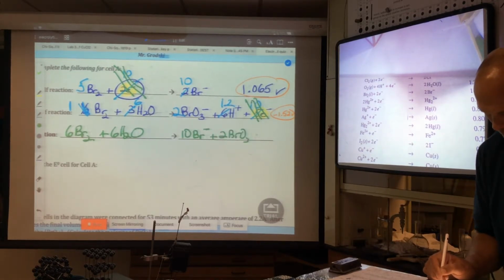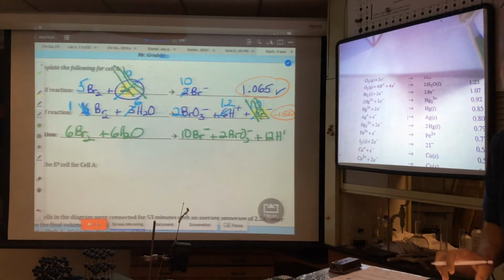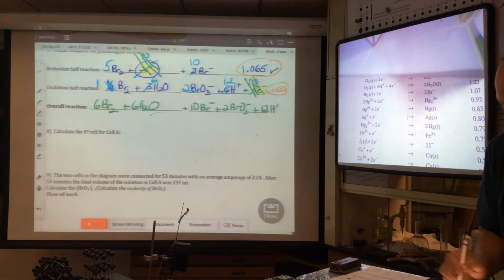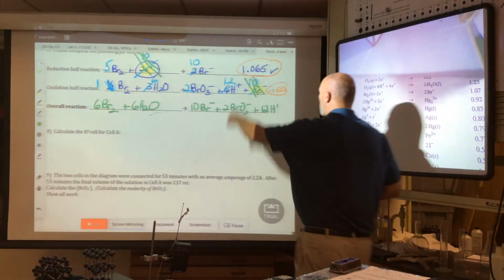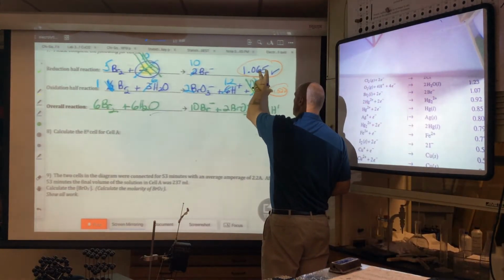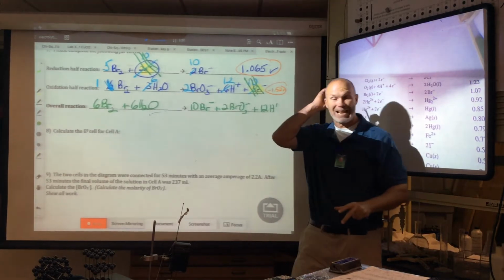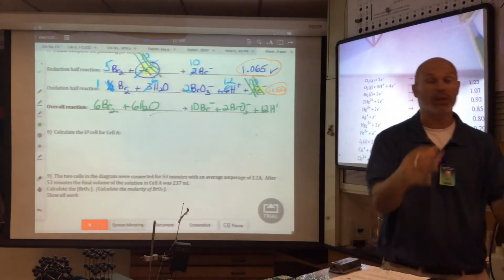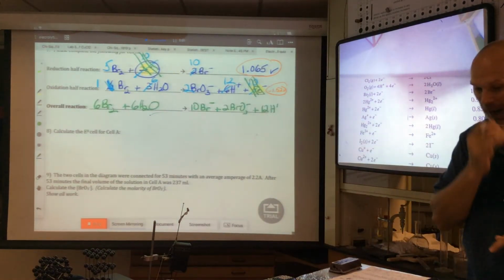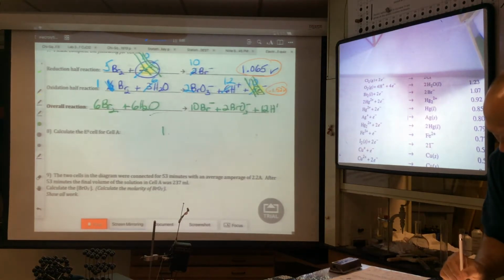BrO3 ions. And then of course 12 protons, H pluses. E0 cell. I do not multiply this by 5 or this by 2. This is a measure of spontaneity. It's a measure of how well they do individually, not how many electrons go by. So I just add them together.